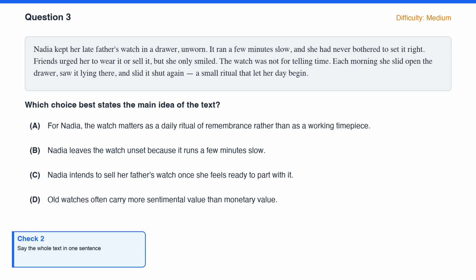The watch runs slow. She never sets it. Friends say wear it or sell it. And then the line that matters. The watch was not for telling time. Each morning she opens the drawer and closes it again.